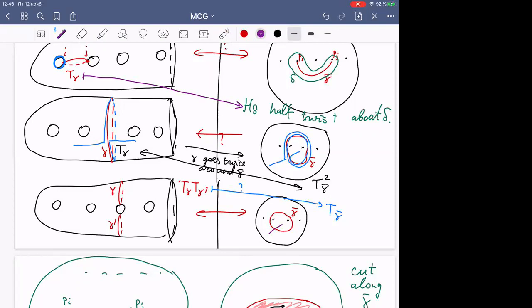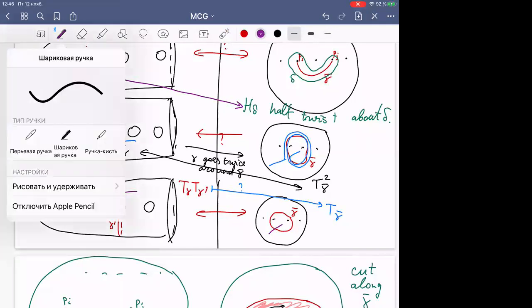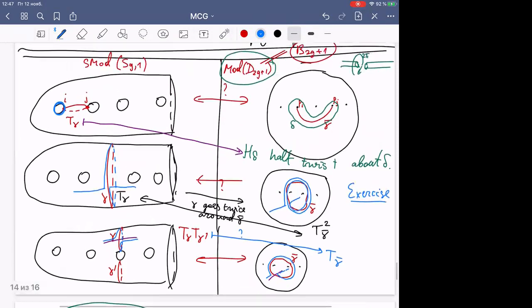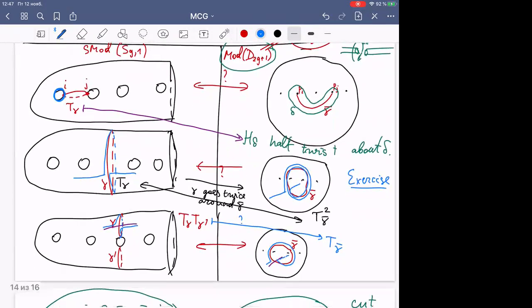Then it goes to some test curve here. And if we look at what happens after the twist, if we apply this Dehn twist, then here we also have this Dehn twist only once. Okay, a good exercise just to go through this argument in more detail.